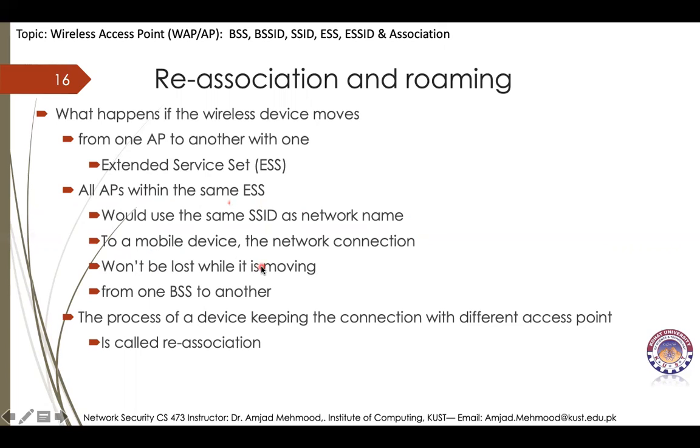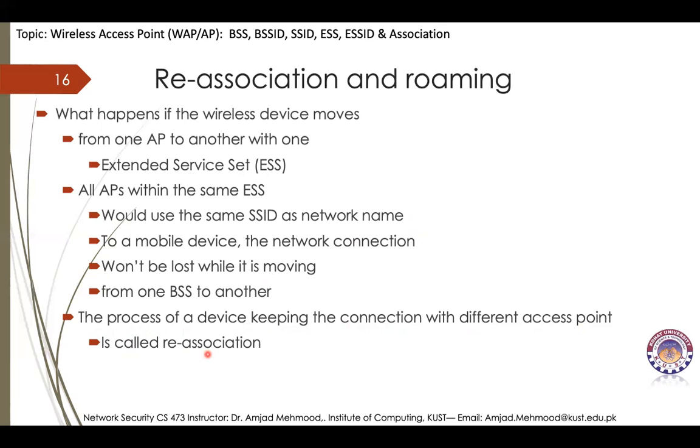To a mobile device, the network connection wouldn't be lost while it's moving. So this is the main thing: for example, if you are moving from one BSS to another, your connection will not be lost, and you will be communicating as you were communicating with your previous access point. The process of a device keeping the connection with a different access point is called reassociation. So now you are connecting with a different access point, so this is called reassociation.